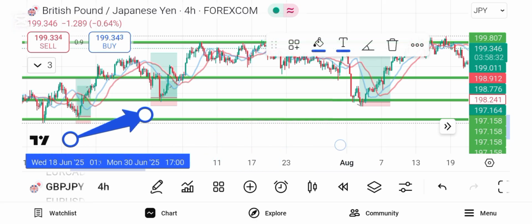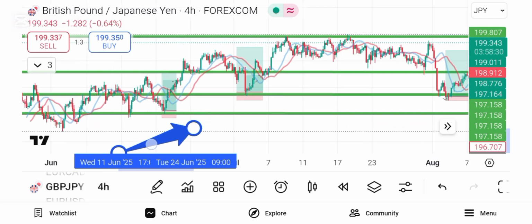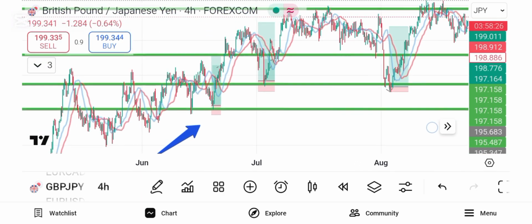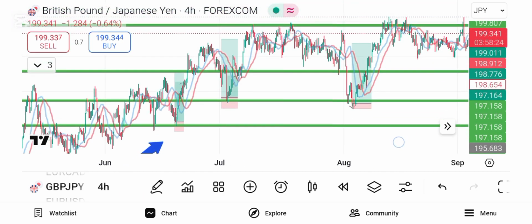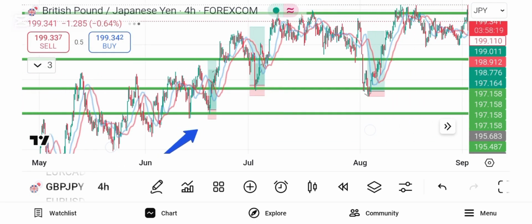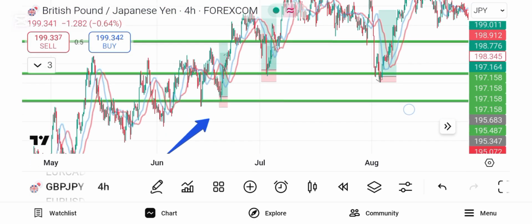and I also bought here. I was taking buys, and I also bought here, 3 times. So I traded it 3 times in a week, and all was in profit, because I understand the directional bias of the market.